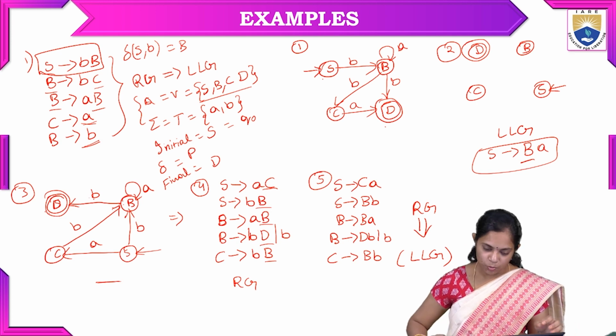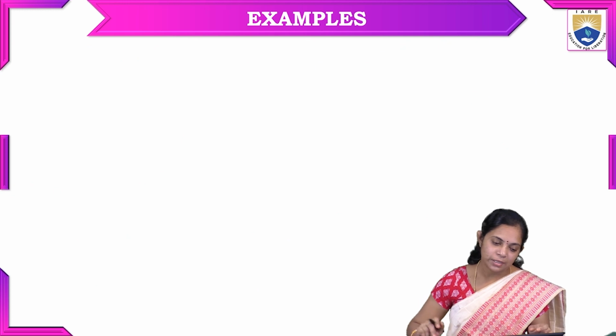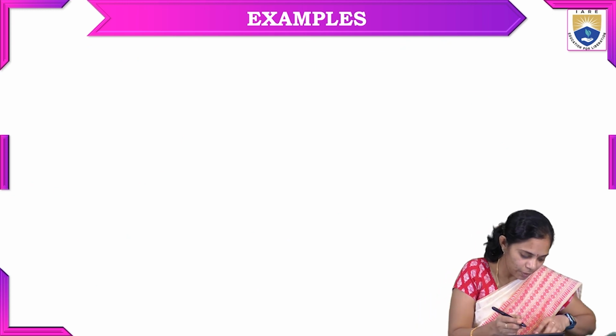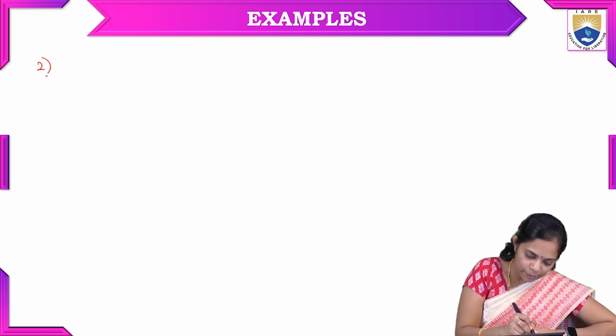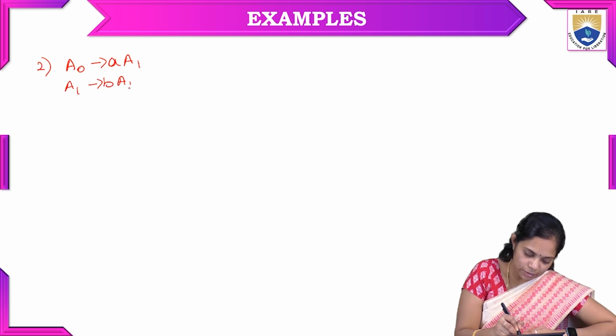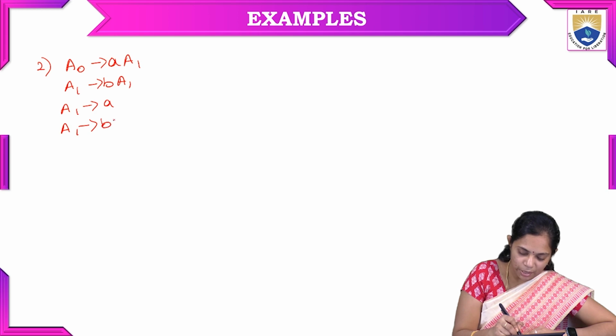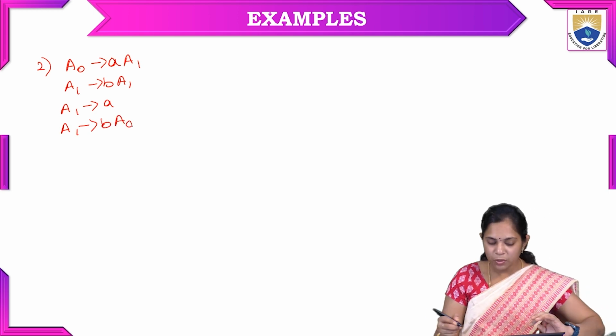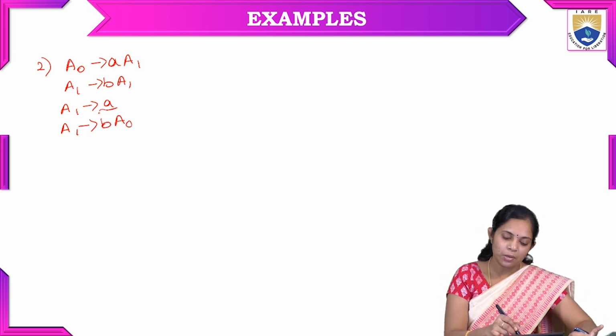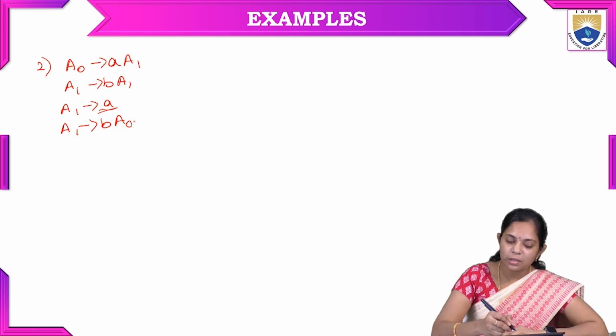And we will discuss more with another example. We will take one more example. So example 2, with the state names A naught and A1: A naught tends to A1 B, A1 tends to A, and A1 tends to B A naught. So here also only one terminal is there. So what are the requirements?